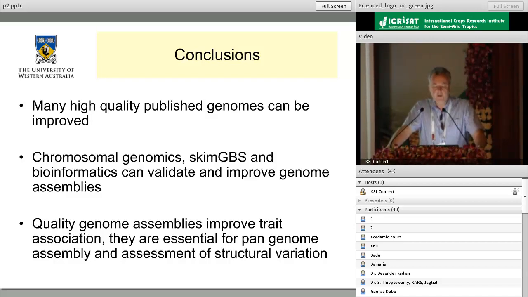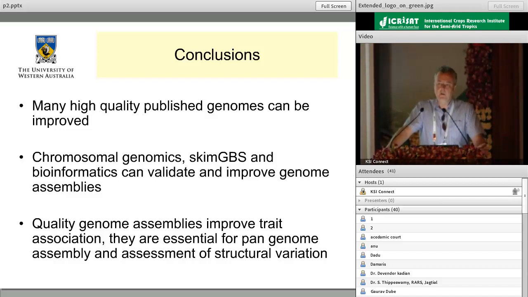I think quality genome assemblies do improve trait association. We've been doing quite a lot of trait association with these genomes. Once you've got all the SNPs, you will find SNPs which you think should be associated in that region, but they're out, and really it's just because that SNP is in a misplaced contig, and you've got to start sorting all that out. Quality genomes are essential for pan-genome assembly.